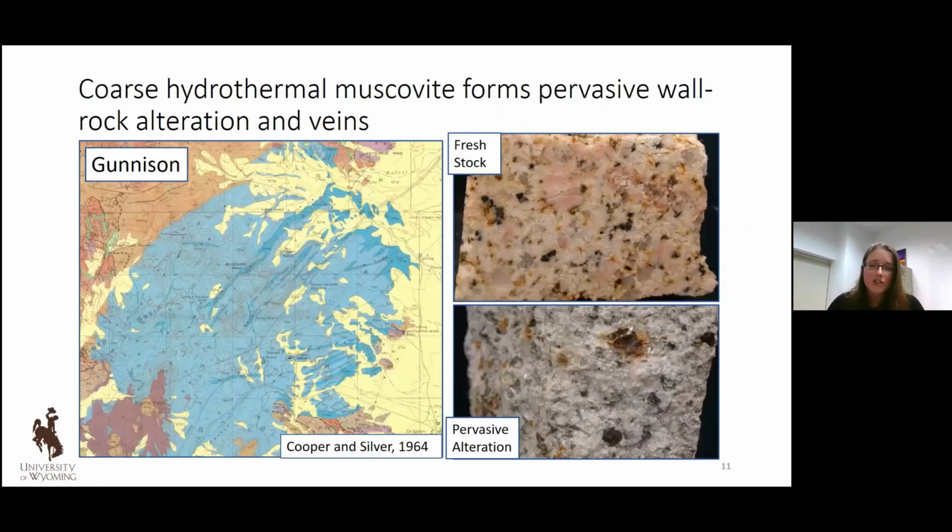In terms of what this actually looks like, so coarse muscovite alteration and veining, the veining is far more common, but every system that I visited where this coarse muscovite alteration is developed, we saw examples of this pervasive wall rock alteration. So this is a map from Cooper and Silver 64. This is the Gunnison deposit. Some of you might know this as the I-10 deposit in Arizona, because I-10 is literally running through the center of the stock here.